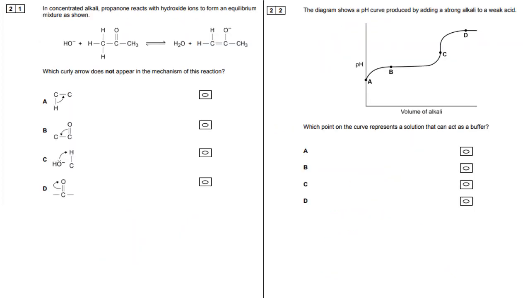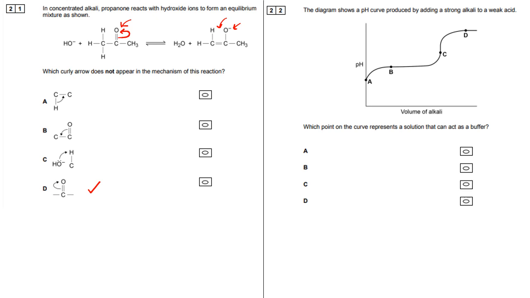Question 21. This is a novel mechanism, one that you won't have come across before necessarily. So it's saying which arrow does not appear in the mechanism. Even though it's not a mechanism you're expected to know specifically, you have to just work out what's going on here. So you're going from a C double bond O to a C double bond C and a single bond O. So C double bond O going to a single bond O, you've seen that in nucleophilic addition and addition-elimination. So your double bond O goes to a single bond O there. So D is a correct arrow.